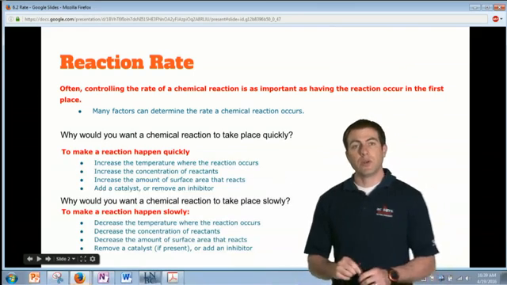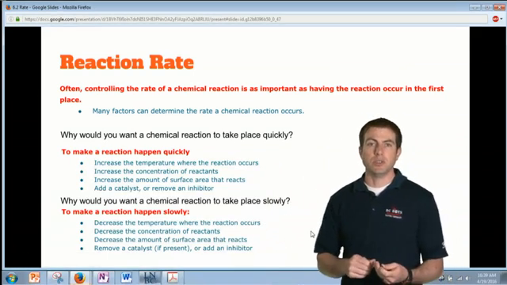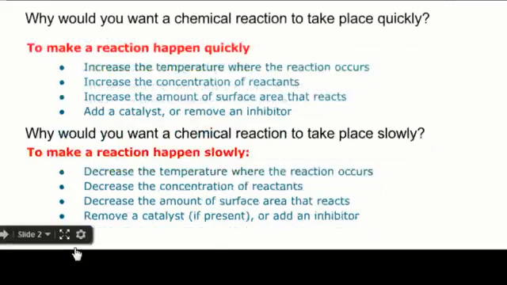So if you want a reaction to happen slowly, it's just the opposite of the things that you want to do to make a reaction happen quickly. So instead of increasing the temperature, you're going to decrease the temperature. Instead of increasing the concentration, you're going to decrease the concentration. If you were to increase the surface area, you would decrease it to slow it down. And if you were to remove a catalyst or add an inhibitor, that would also slow down your reaction.